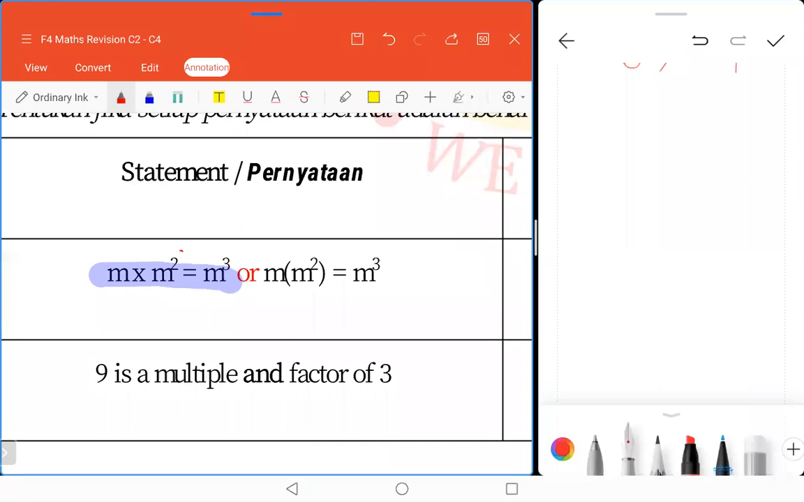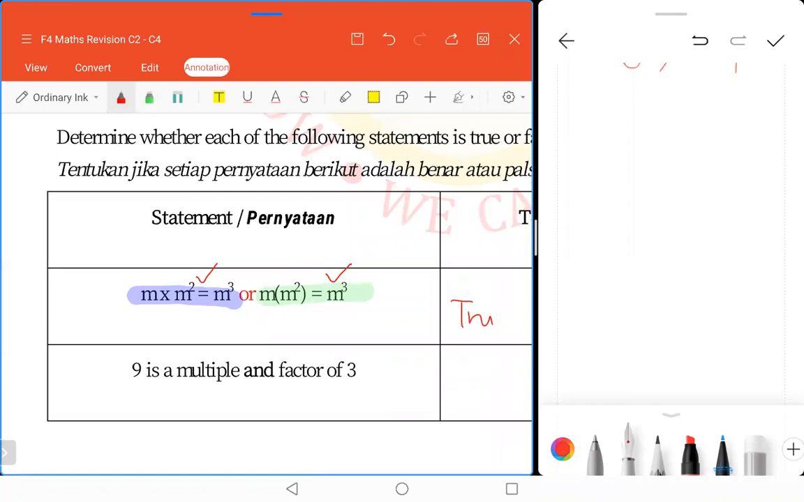Yes. Okay, so it's correct. What about the second part? Here. Bracket means times, m times m squared is back to m cubed. Yes, also. So both also correct. Since all, then it means true. This is a true statement.